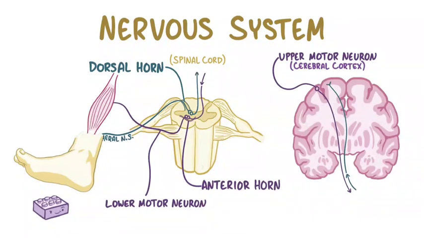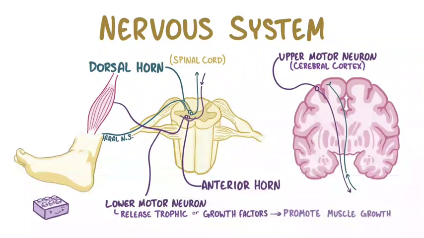In addition to sending signals from the brain, these lower motor neurons also release trophic or growth factors that promote muscle growth in the muscles that they innervate.